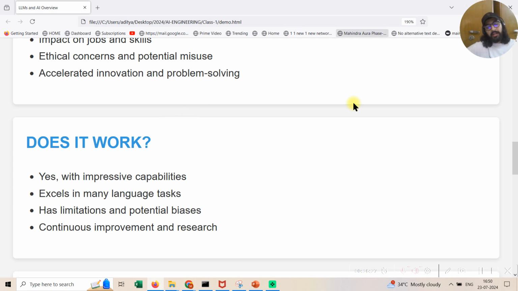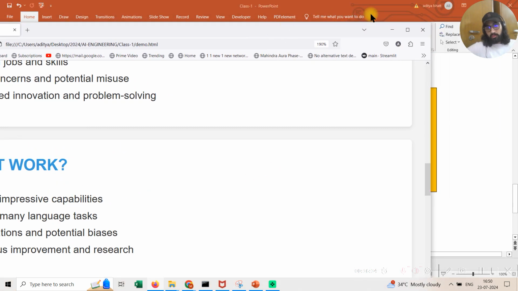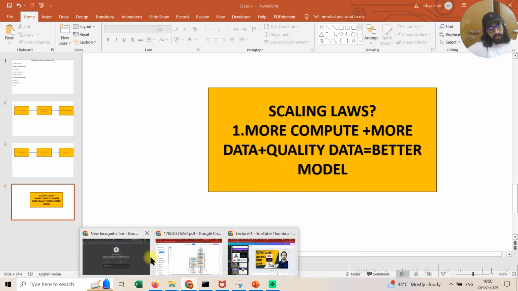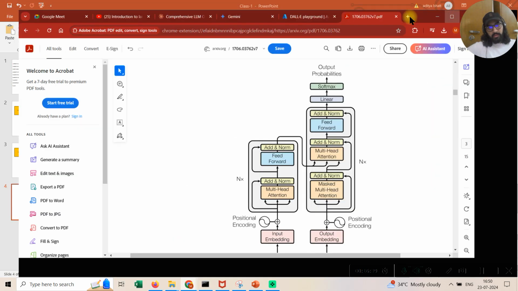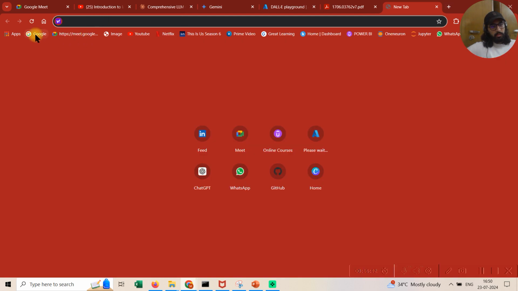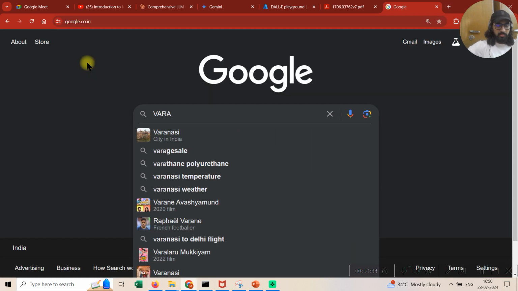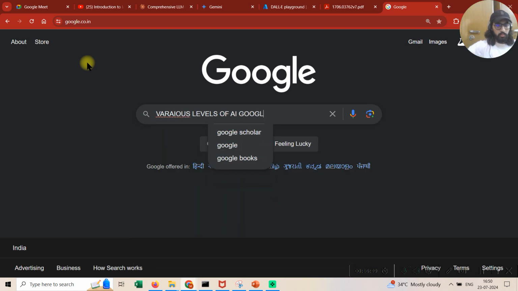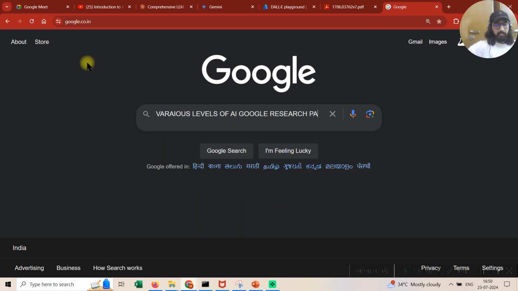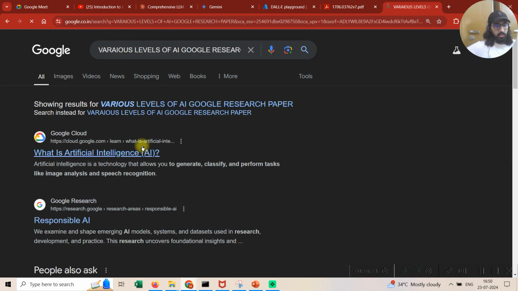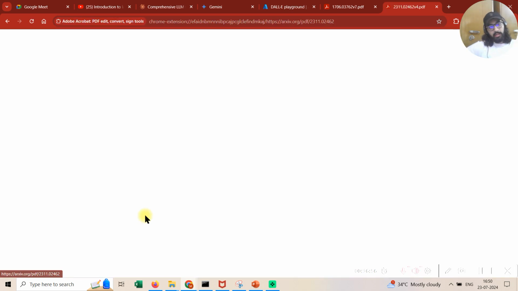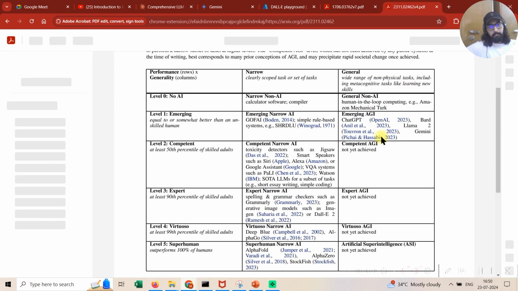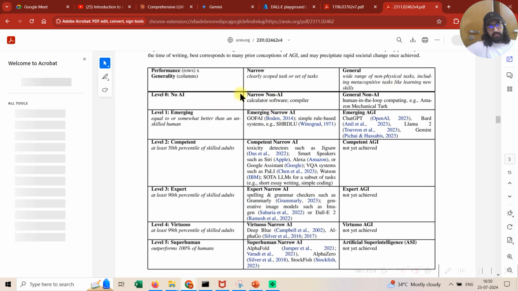So right now, if I'm going to tell you in simple terms, if I'm going to divide things on 5 levels, let me show you also. I'm not sure whether I'll be able to show you right now, but let me just see various levels of AI. Google research paper, I'm not sure whether I'll be able to fetch it or not. Okay, yeah, levels of AGI. So I was able to fetch the paper, and see, these are the levels.